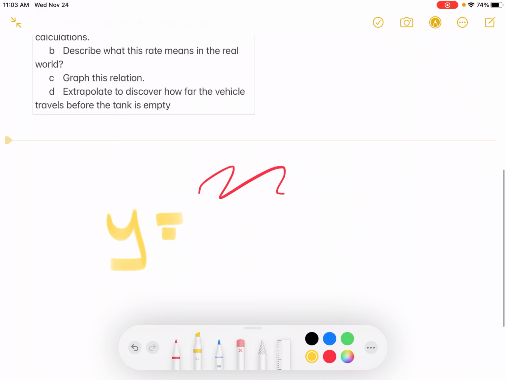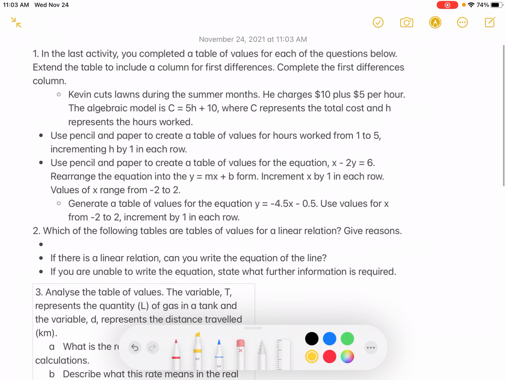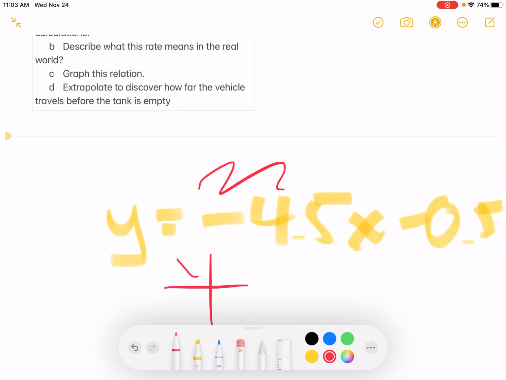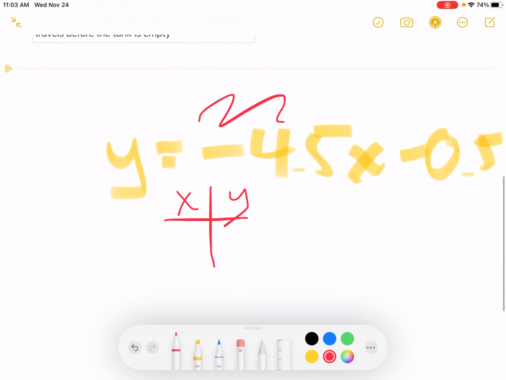So if we have something like y equals negative 4.5x minus 0.5, what you'll do is set up a table with a value for x and y like this, and I think it says to start at negative 2 and go all the way to 2. For each of these, you'll just sub the x value into the equation.